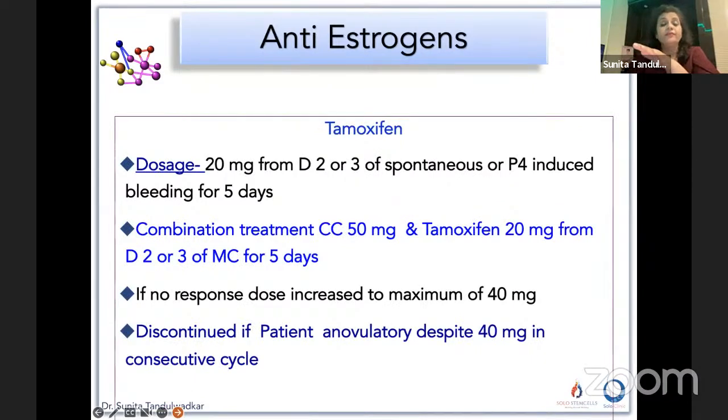What about tamoxifen? Tamoxifen can be given. There are some who love to give tamoxifen 20 milligram from day 2 or day 3. I used tamoxifen when letrozole was banned from ovulation induction. Why so? Because it doesn't give endometrial thinning. You don't have thinning of the endometrium, which is a big disadvantage of clomiphene. Tamoxifen doesn't alter the endometrial thickness, and that is the biggest advantage. I have never given the combination of CC and tamoxifen, but there are a few ART consultants who are using it.